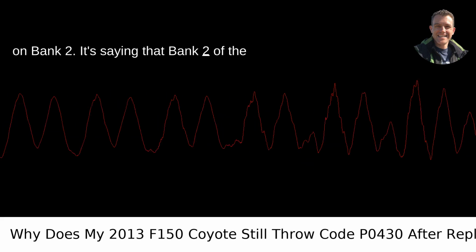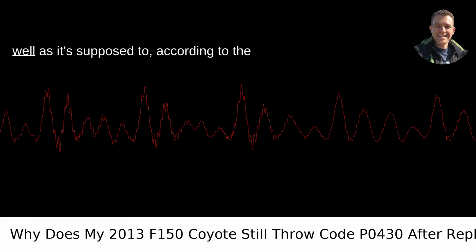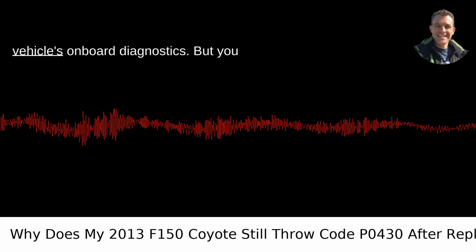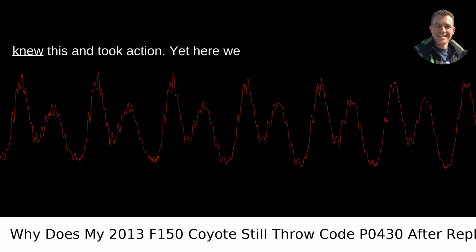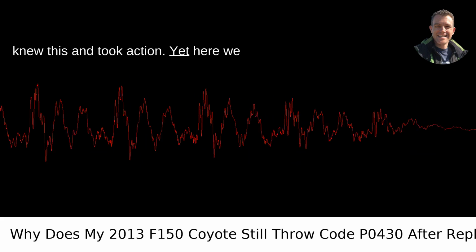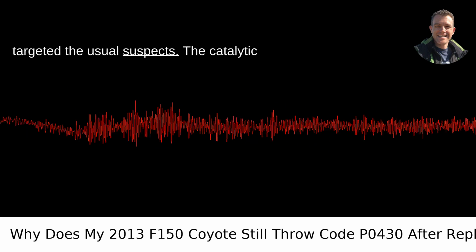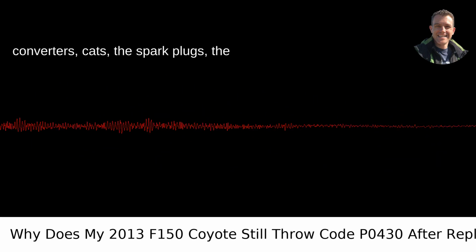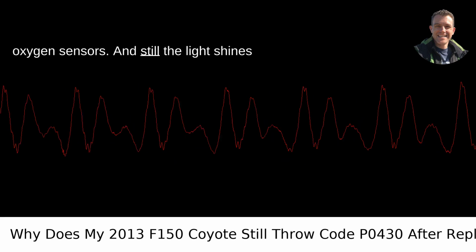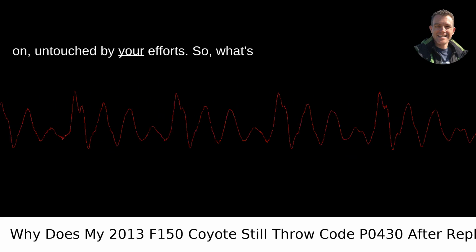It's saying that bank 2 of the engine isn't cleaning up the exhaust as well as it's supposed to, according to the vehicle's onboard diagnostics. But you knew this, and took action. Yet here we are, still in diagnostic limbo. You've targeted the usual suspects: the catalytic converters, CATs, the spark plugs, the oxygen sensors. And still the light shines on, untouched by your efforts.